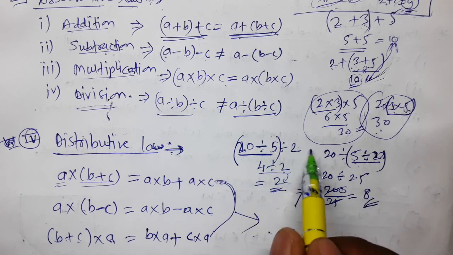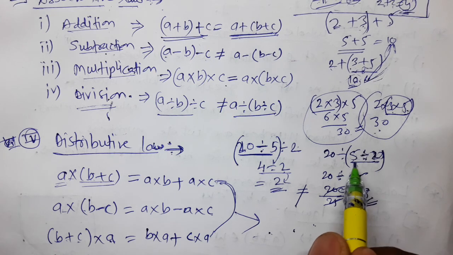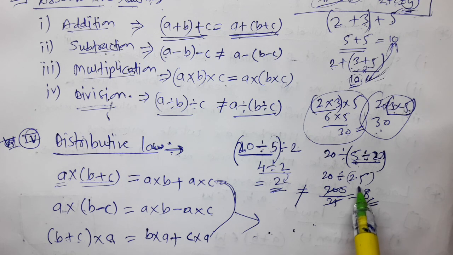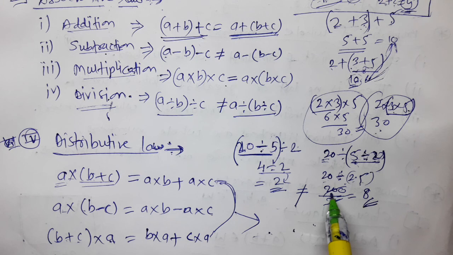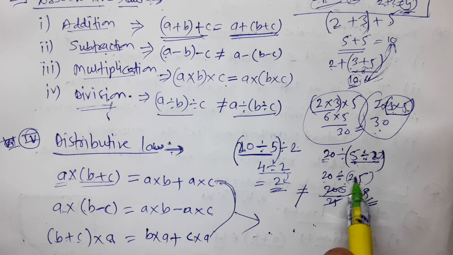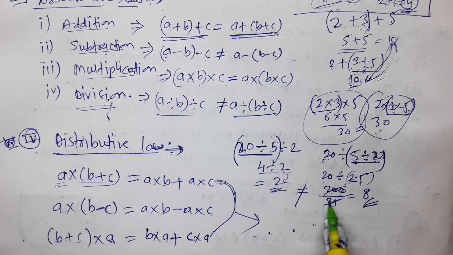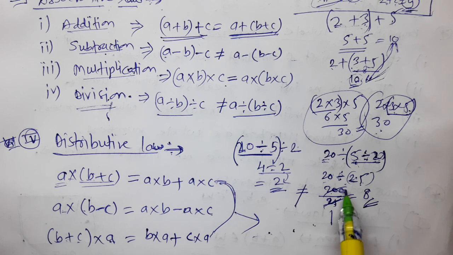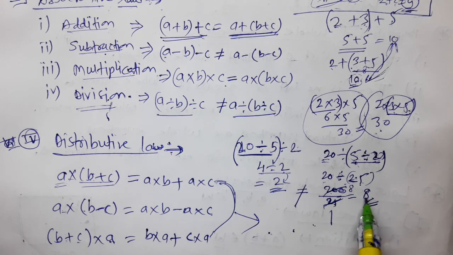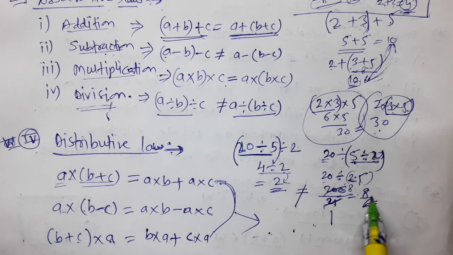Now the bracket is for 5 and 2. First divide 5 by 2, it will be 2.5. Again 20 divided by 2.5. To cancel the decimal point, we have to put a 0 after 20 in the numerator, so the decimal point of the denominator will be cancelled. So 200 divided by 25 will be there. 25 eights are 200. The answer is 8.